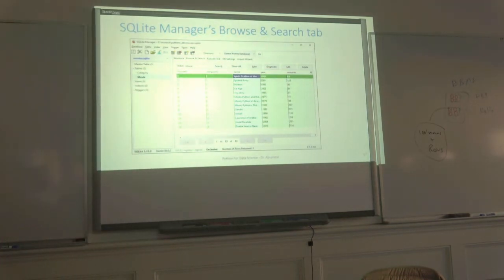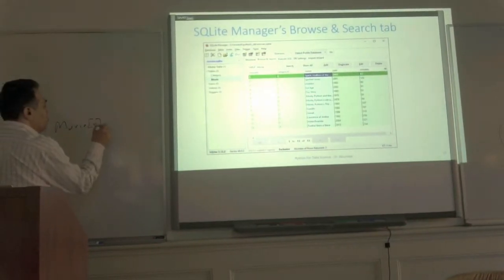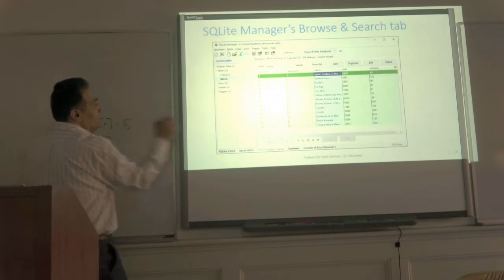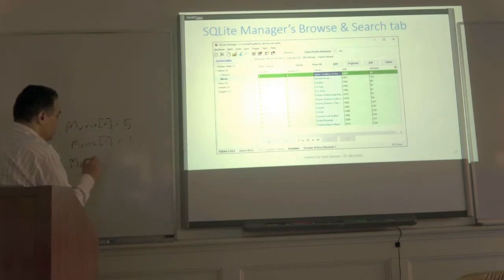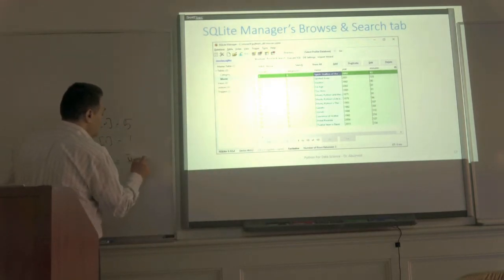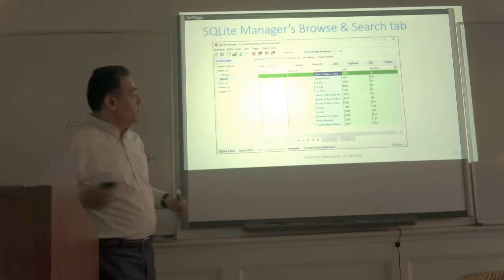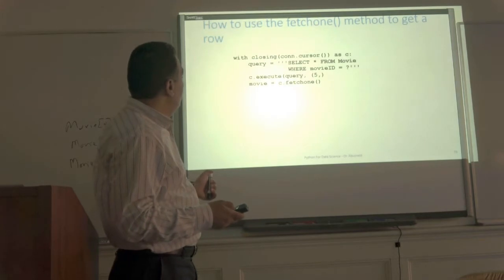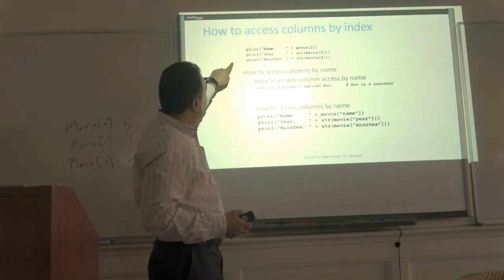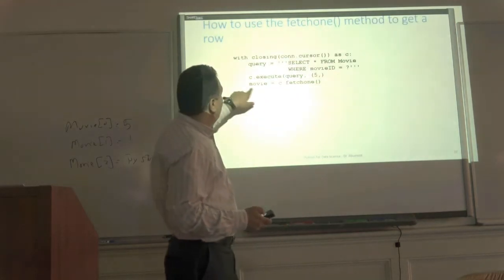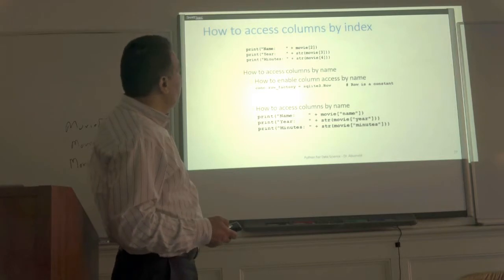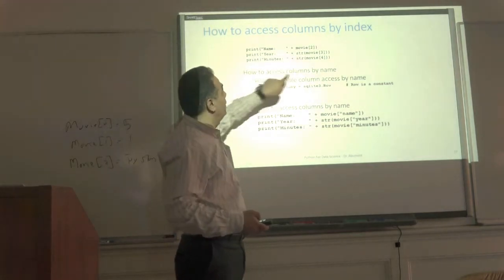When I say movie 0, what will it give me? 1. Movie 1 will give me what? I'm sorry, 5. And this will give me 1. And then movie 2 will give me what? Toy Story. The name, what is this? Toy Story. Right? Because it's a list. Okay, let's double check. So movie 2, what does it print in here? Toy Story. Then I have here the year, then the minutes.